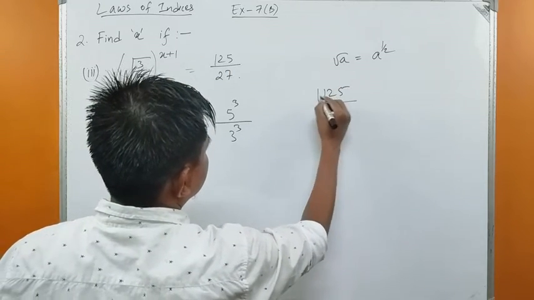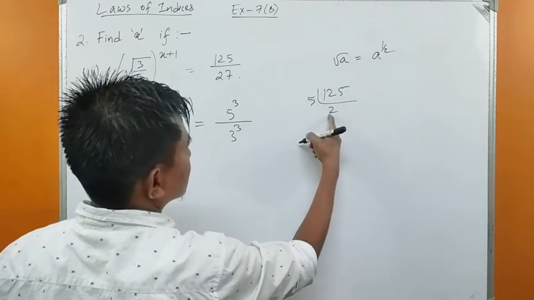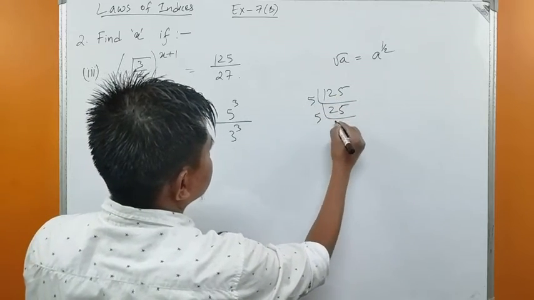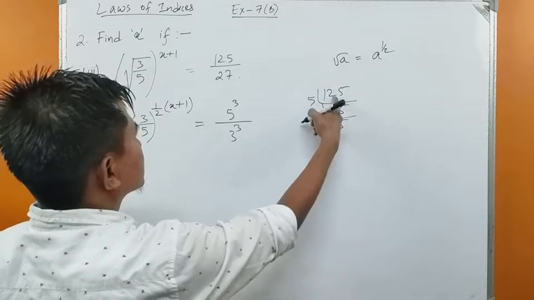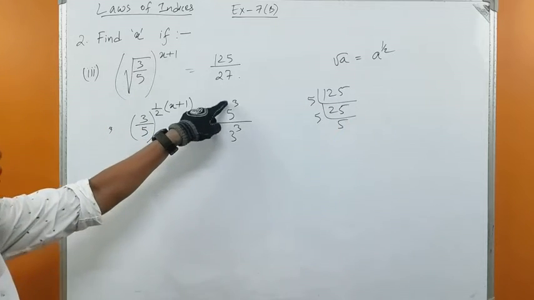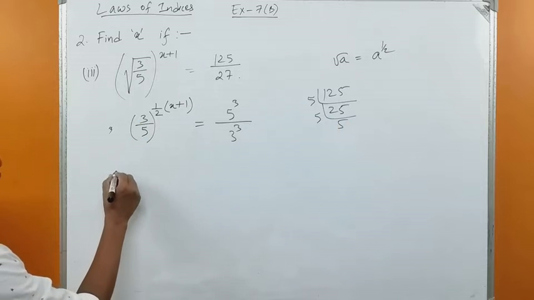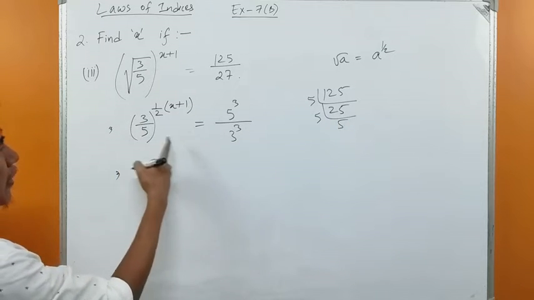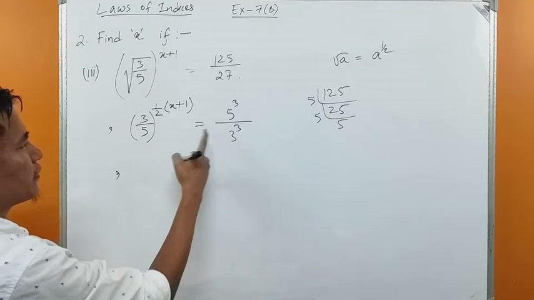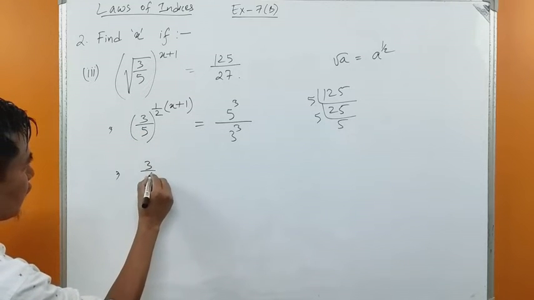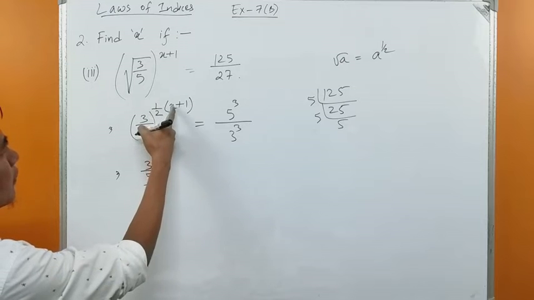125 means 5 5s are 25, 5 5s are 25. 5 multiplied 3 times gives us 125. So 5 cubed is 125 and 27 is 3 cubed. Okay, so we need 3 upon 5. Here also we have 5 upon 3, isn't it? So this means 3 upon 5 whole 1 into x.